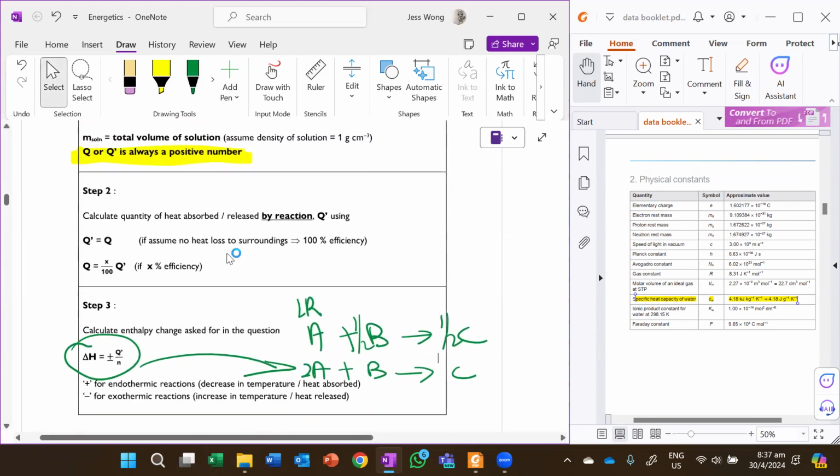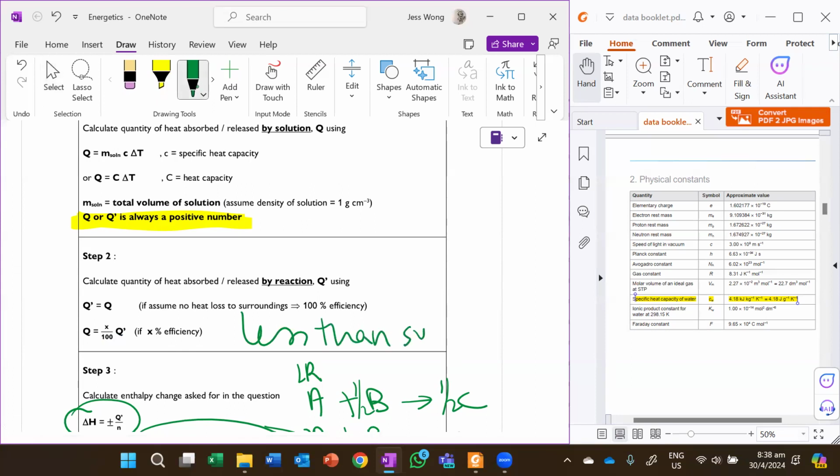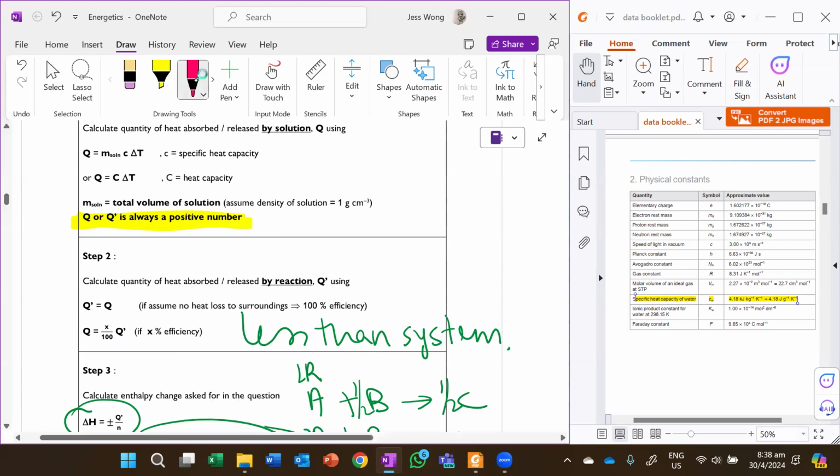Now, if a reaction is not 100% efficient, then how? If it's 100% efficient, heat of surroundings equals heat of system, right? If it is not 100% efficient, then the heat of the surroundings is always less than that of the system, because heat is always lost. So the value that you get from mc delta T is always smaller. So what you do is divide it by the efficiency to find the actual amount of heat given out.